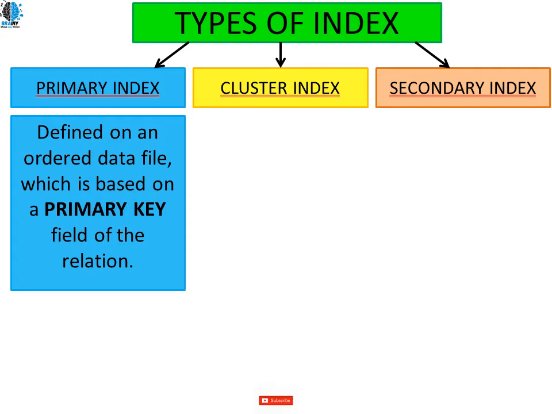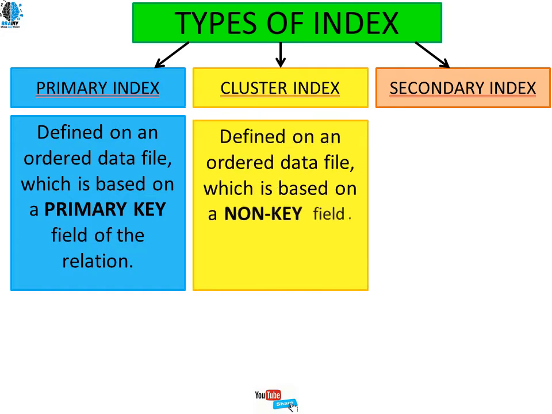On a sorted or ordered data file, the primary index will be there, which is based on the primary key of the relation. This is very important. So primary index will be created on two parameters. First, ordered data files. Next, the primary key of the relation. So based on these two, we will be having primary index.